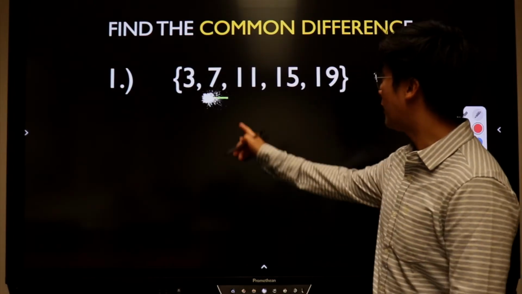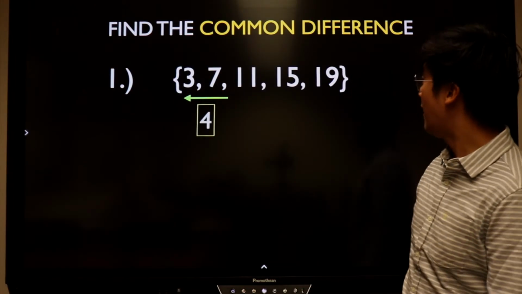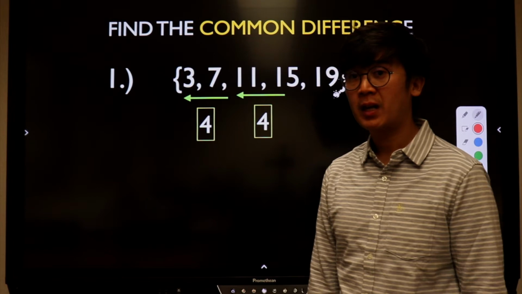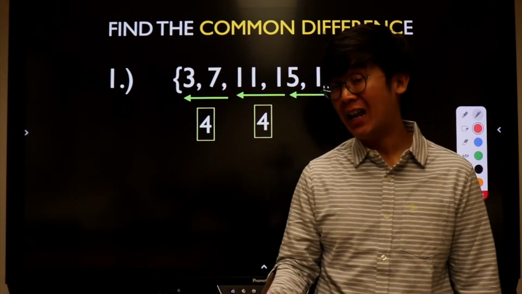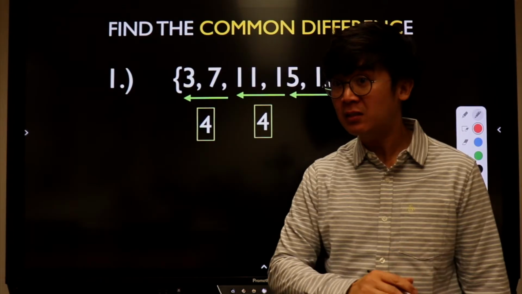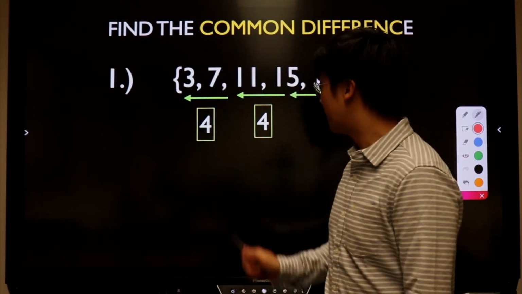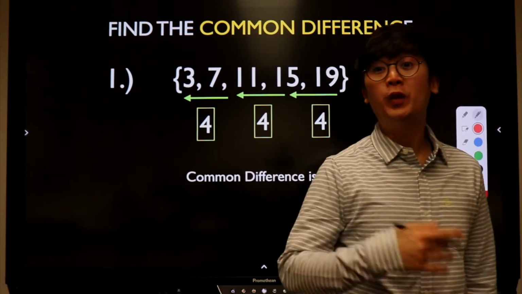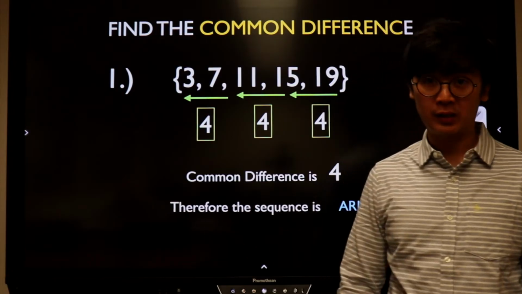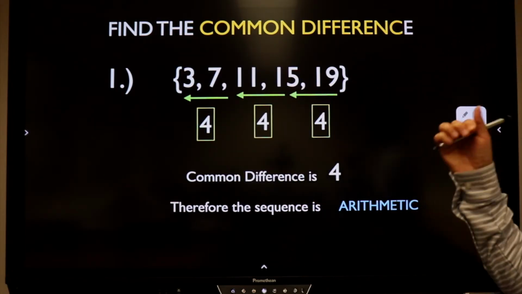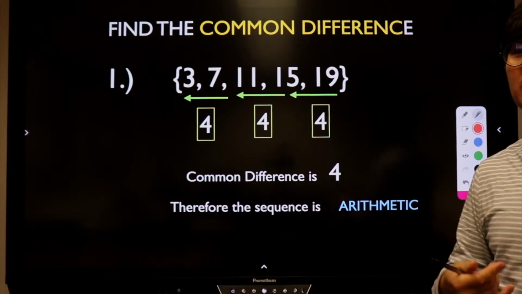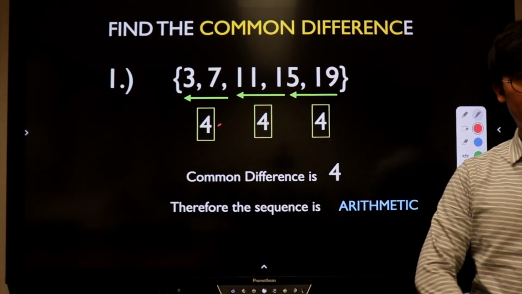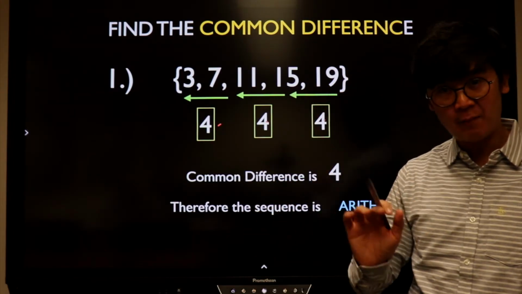So let's try. What is 7 minus 3? 4. What is 15 minus 11? 4. What is 19 minus 15? 4. So they are all following a certain pattern, and that's what we found. Because in sequences and series, your goal is to find the pattern, and the pattern is this number, positive 4. So now that we know that the common difference is 4, we know that this is an arithmetic sequence. That sequence falls under a special type of sequence. We call it arithmetic sequence, and that is because we have a common difference. Easy. You're just identifying common difference.